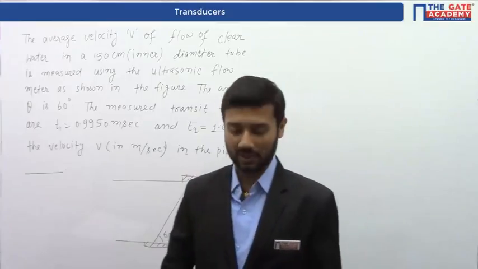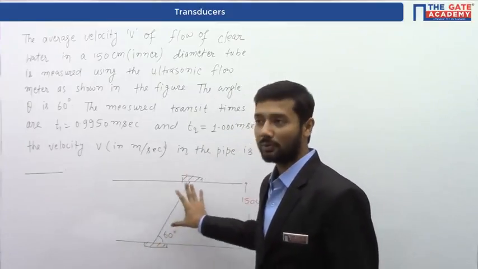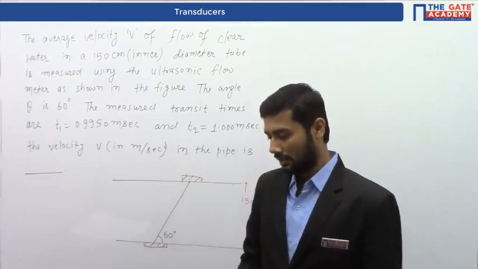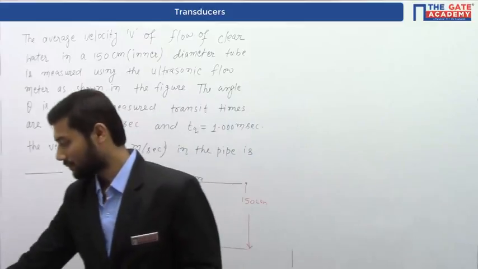This is a NAT type question. We have to find the velocity of the flowing fluid from this flowing duct. So now let us solve this question.